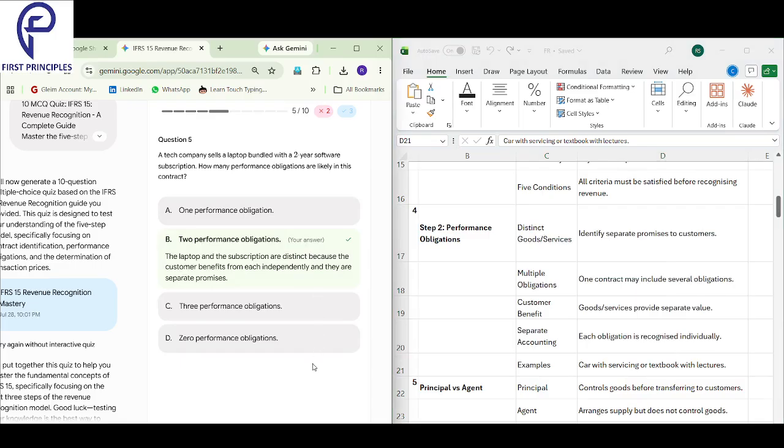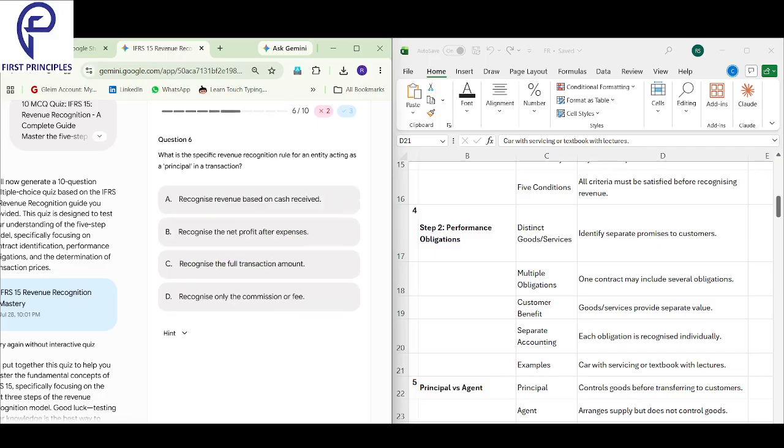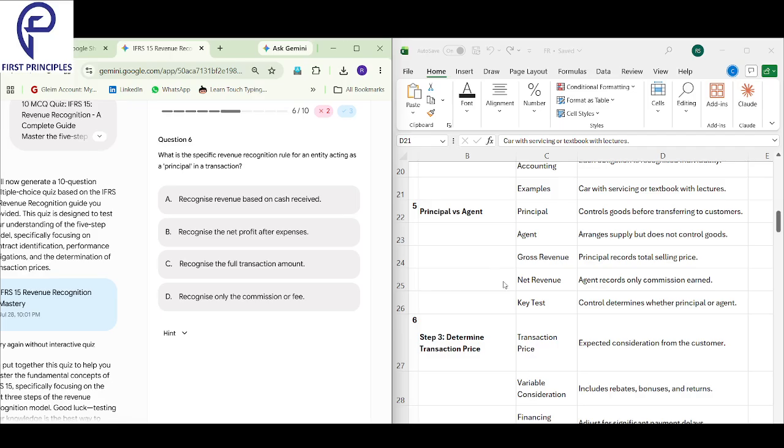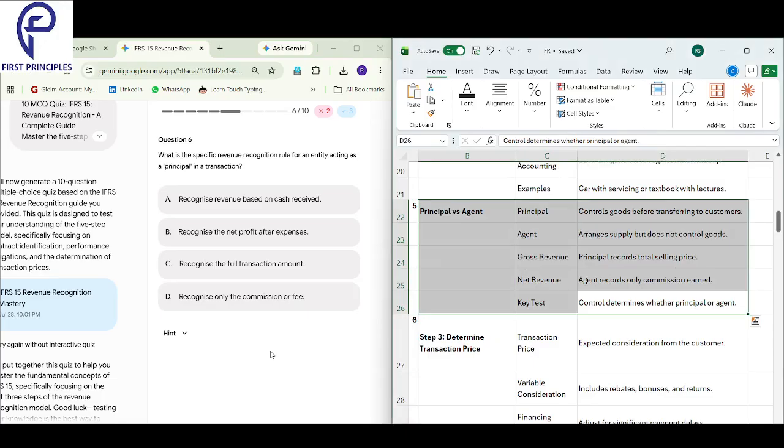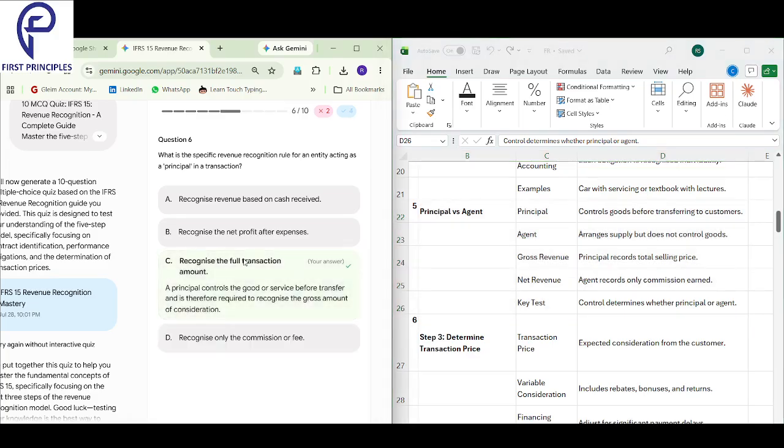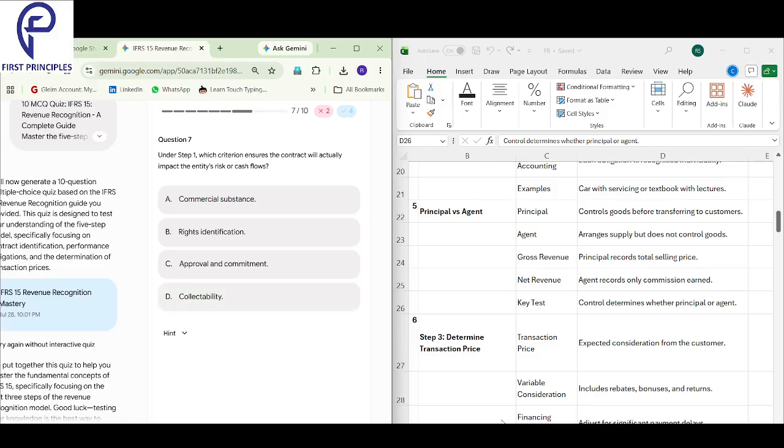Okay. The laptop and the subscription are different because the customer benefits from each separately. Okay. Good. Let's try this one here, Arpita. Yeah. Recognize the gross amount. Absolutely. Okay. Let's take this one here, Nandika. Let's try this.